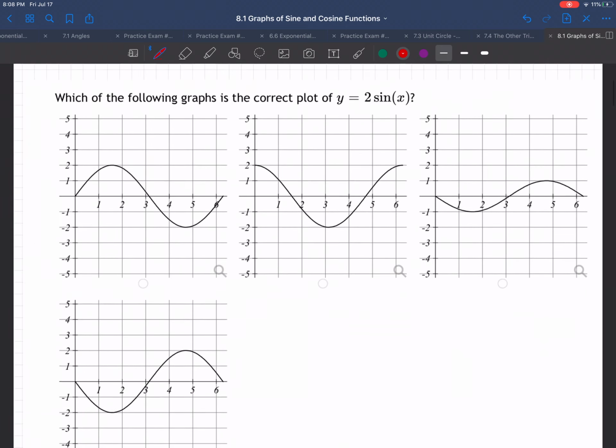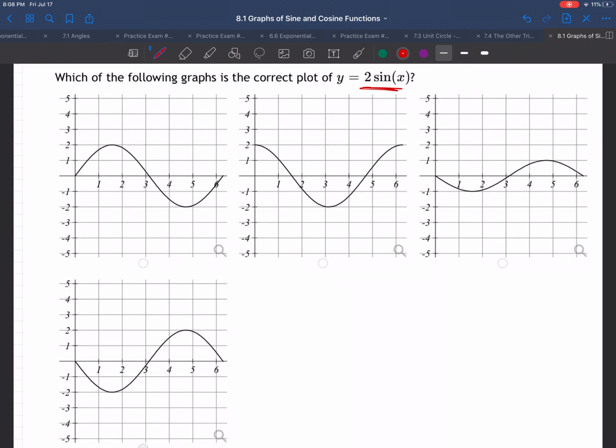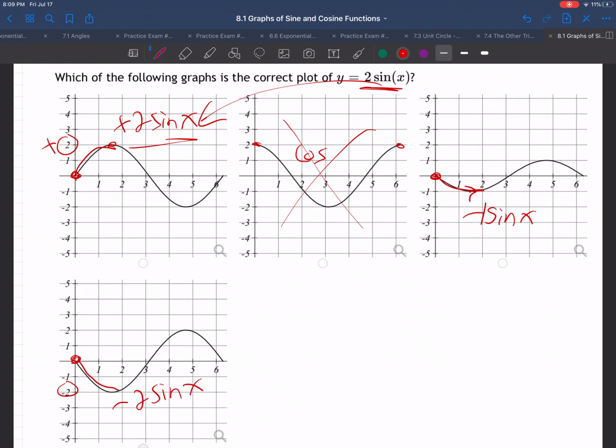So let's get back to this one then. 2 sine. So sine has got to start in the middle, like this one starts in the middle, this one starts in the middle, this one. This one here is a cosine graph because he's starting high and ending high, right? So he's not our answer. Now this one goes down first. So this is a negative sine graph, -1. It goes down 1. This one goes down 2. This is a -2 sine graph. This one goes up 2, +2 sine, and that's the one we're looking for. There we go.